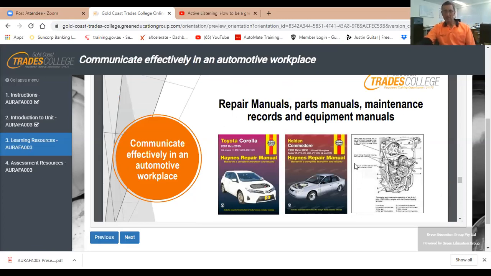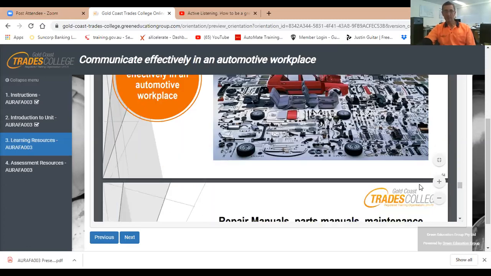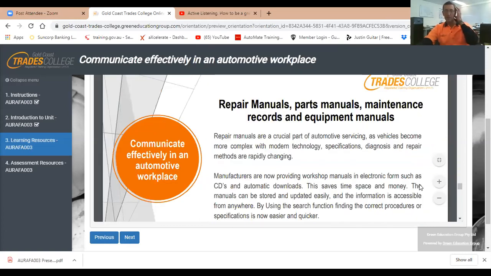Illustrations are quite detailed and can save a lot of time in trying to explain how something works or being able to look inside something before you've even pulled it apart. So excellent resource, excellent way of communicating as well. And you can see automotive repair manuals, parts manuals, maintenance records, and equipment manuals. There are many, many different types of components to an automotive car. And of course, those manuals can be quite detailed. As I've just touched on, they're a crucial part of automotive servicing.